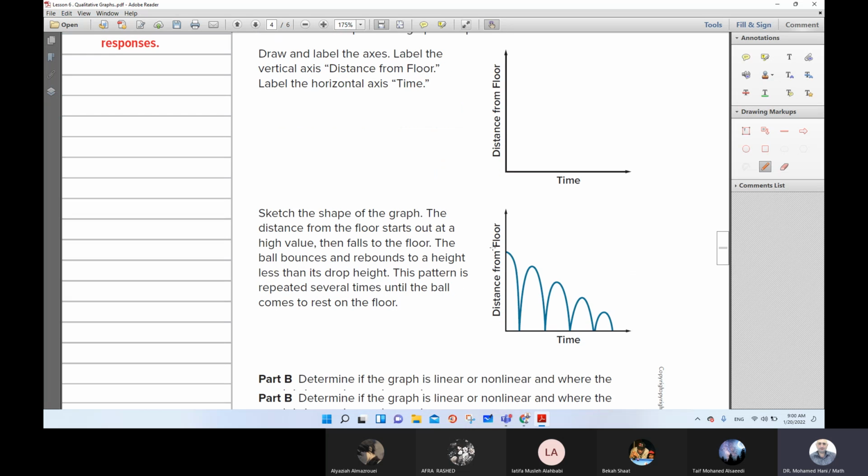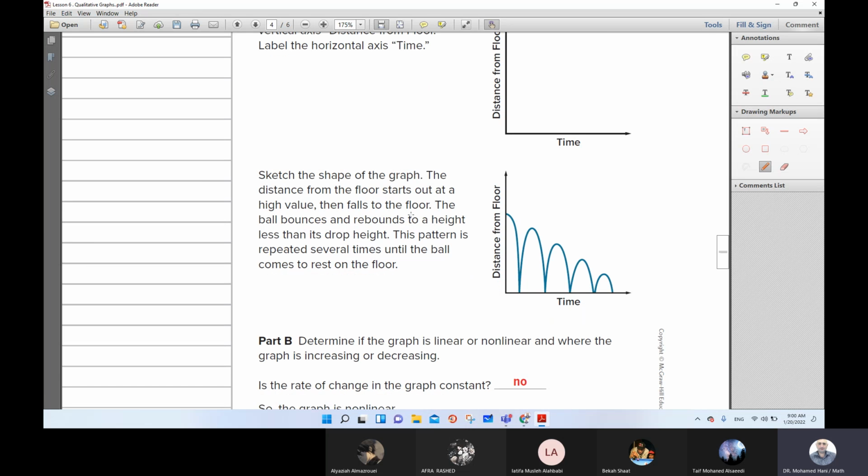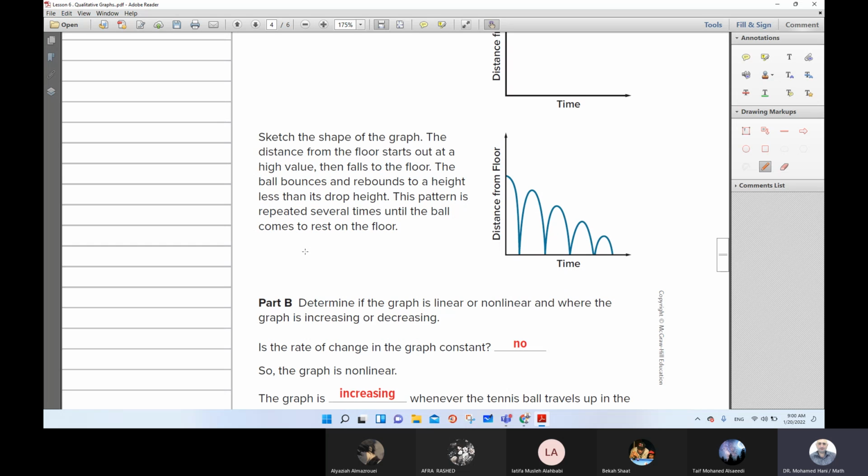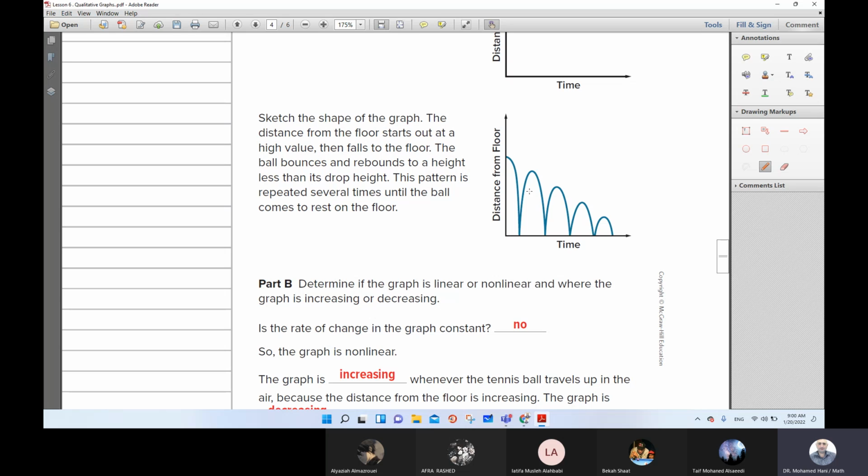Then sketch the shape of the graph. The distance from the floor starts out at a high value, then falls to the floor. The ball bounces and rebounds to a height less than its drop height. This pattern is repeated several times until the ball comes to rest on the floor. So as you see here, we have the graph.